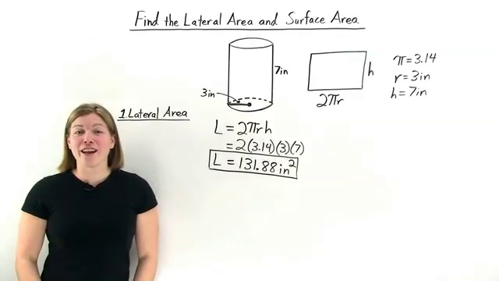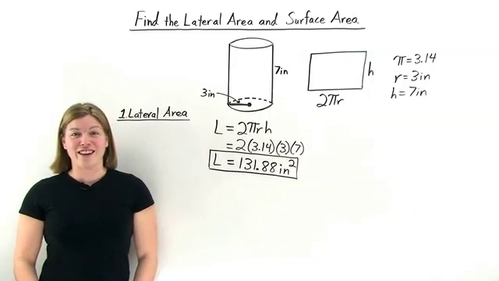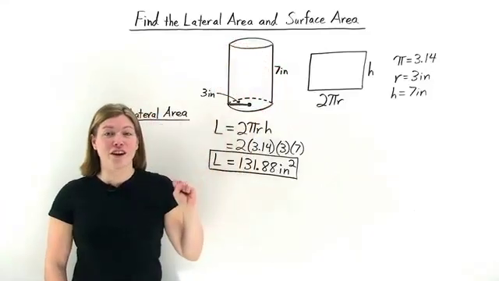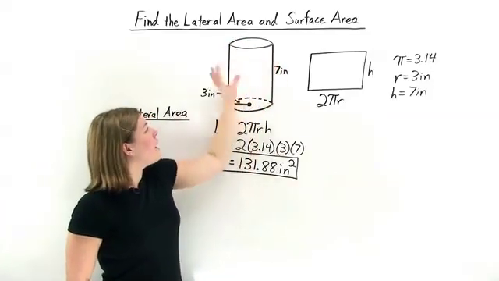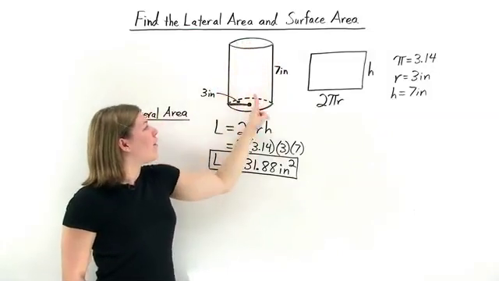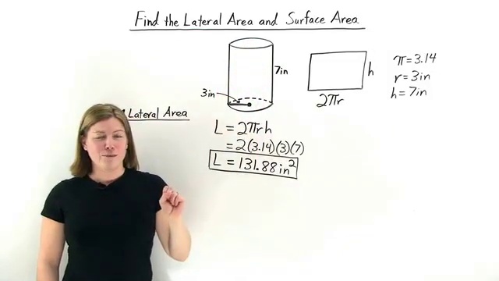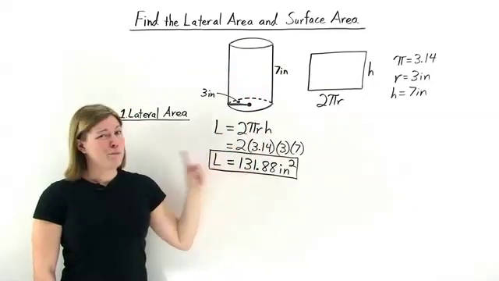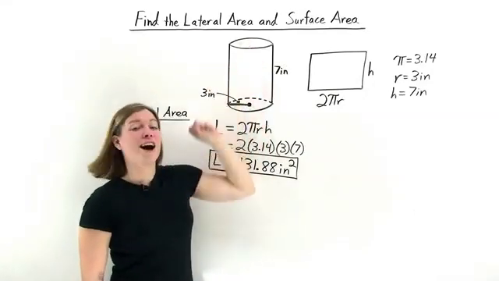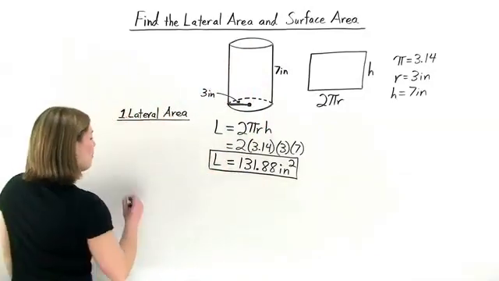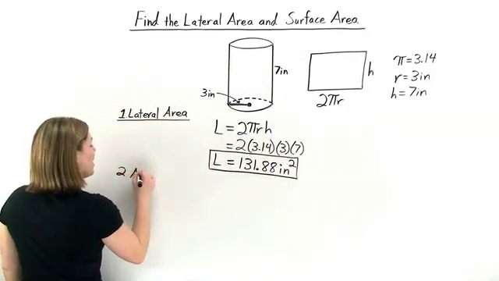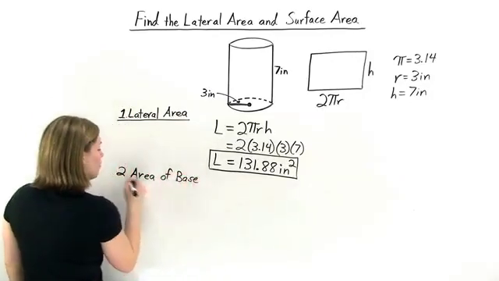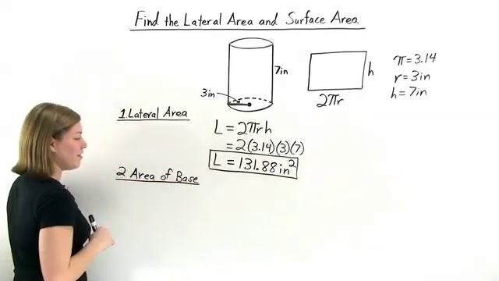Since we now have the lateral area, let's focus on finding the surface area. The surface area is the area of the entire surface of the cylinder. That means the area of this curved side and the area of both of the bases. Well, we already have the area of the curved side. That's the lateral area. But we do not yet have the area of either of the bases. So before we can find the surface area, we need to find the area of the bases. And because the bases are congruent, we can just find the area of one of the bases.